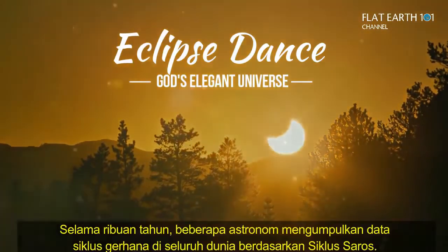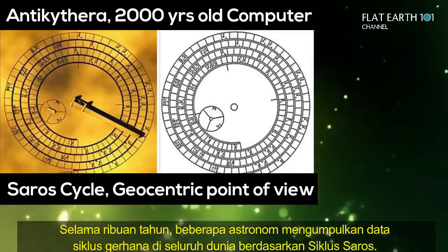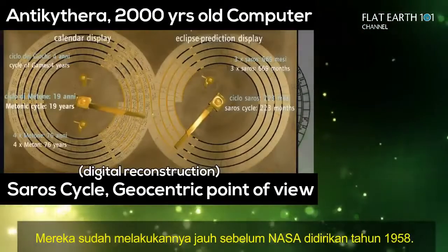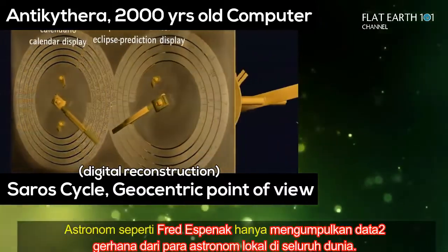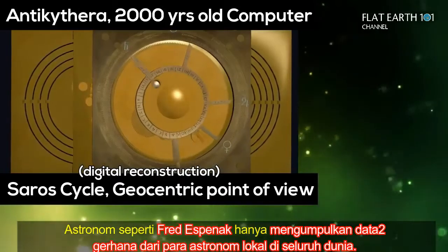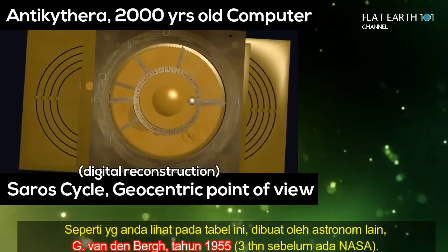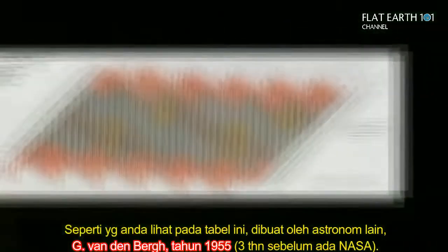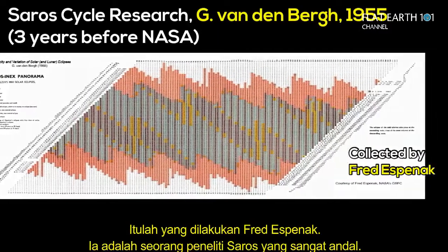For thousands of years, some astronomers collected eclipse cycles all around the world based on the Saros cycle. They started to do this a long time before NASA was established in 1958. Astronomers like Fred Espenak simply collected eclipse databases from other local astronomers all around the world. As you see in this table, it's made by another astronomer, G. Vandenberg, in 1955. That's what Fred Espenak did. He is a very good Saros researcher.